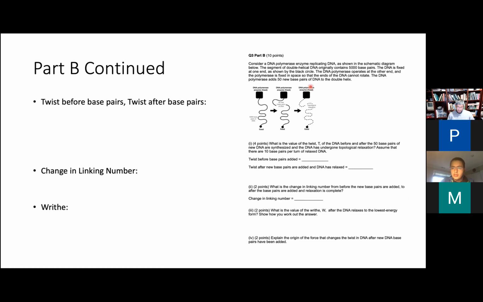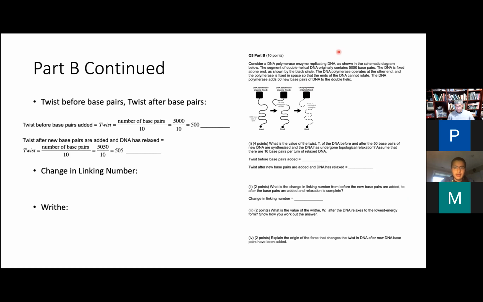In the question it says there are 5,000 base pairs, and there are going to be 10 base pairs per turn. So 5,000 divided by 10, the initial twist will be 500. But then you add 50 base pairs, so you do 5,050 divided by 10. Now you have a 505 twist.